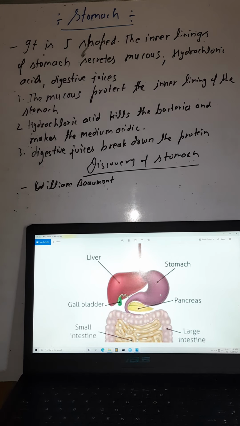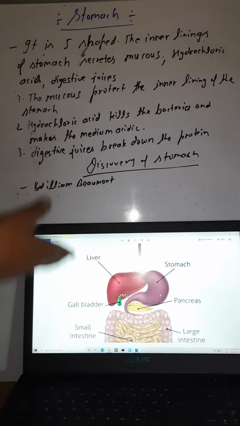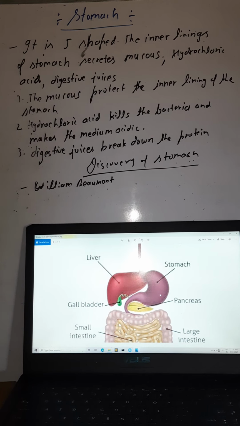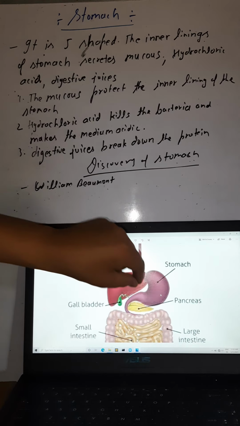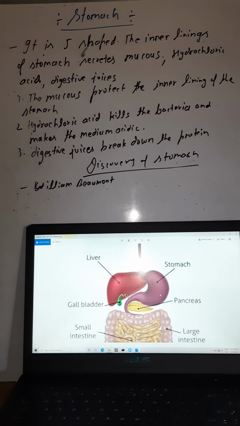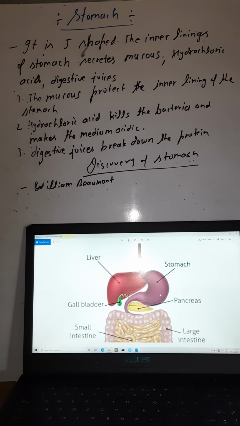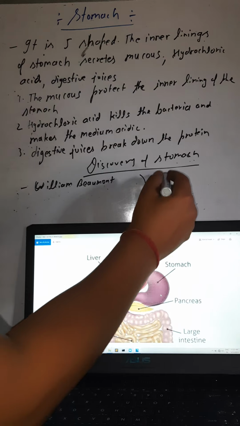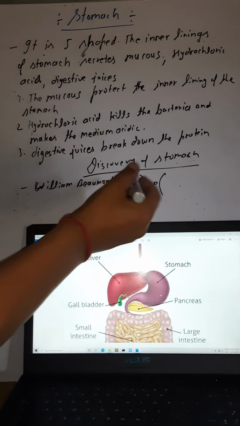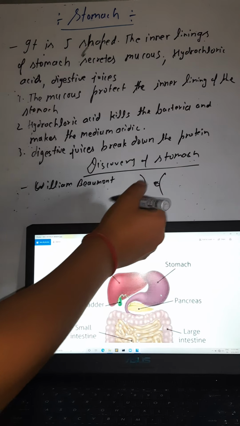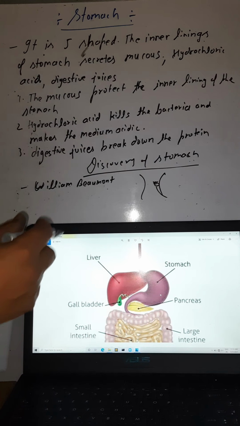So when Alexis Saint Martin was brought to this doctor, he pulled out the hit that was there in the stomach area of the person. Let's say this was the person and here was the hit. He pulled the hit out, but there was a hole and it was continuously bleeding. Then later he tried to seal it off.